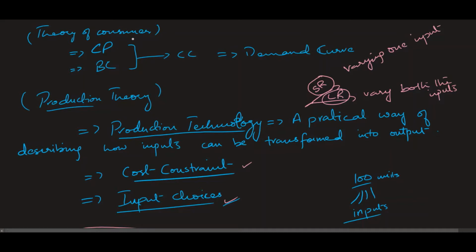So in consumer theory, we only discussed consumer preferences without discussing short run and long run. Then we discussed the budget constraint and eventually consumer choices. But here there is a slight change in the discussion, that again we are going to discuss these three things: production technology, cost constraint, and input choices. But in production technology, first of all, we are going to discuss short run, and then we are going to discuss long run.